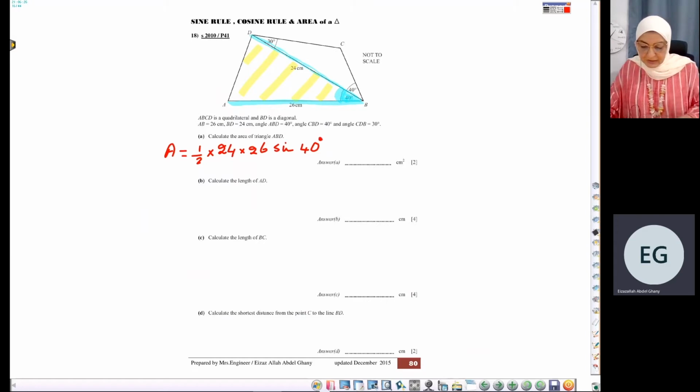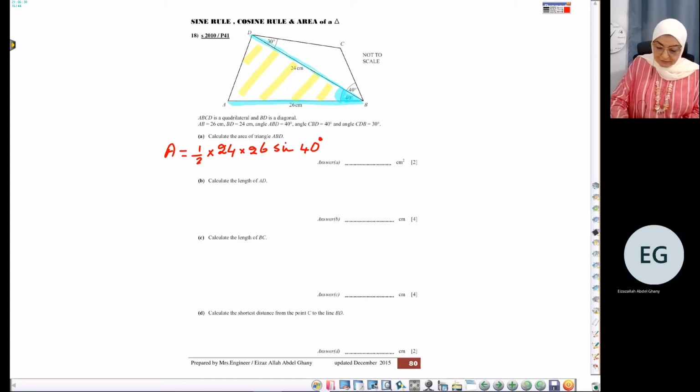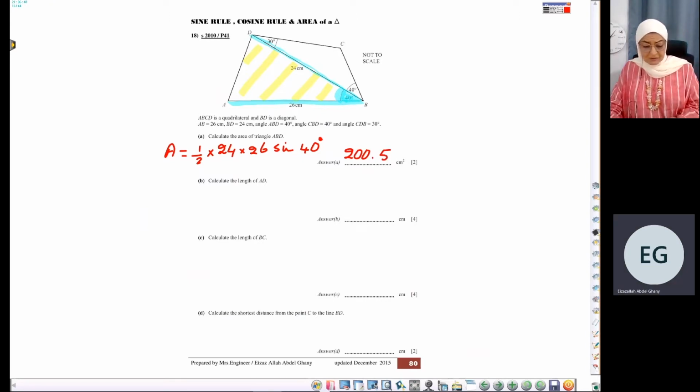So simple. 24, 26, 40. Yes, half multiplied by side, multiplied by side, multiplied by sine the included angle. So the area will be 200.5. Why did I write it like that? It should be three significant figures or more.